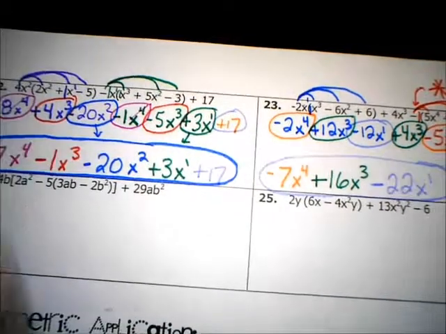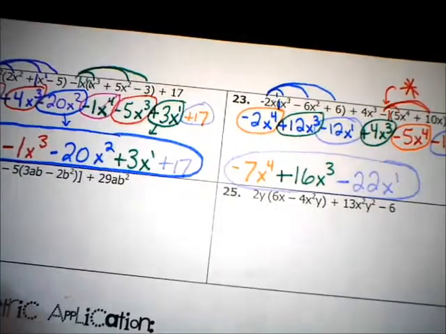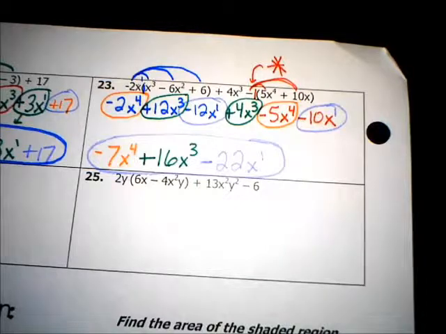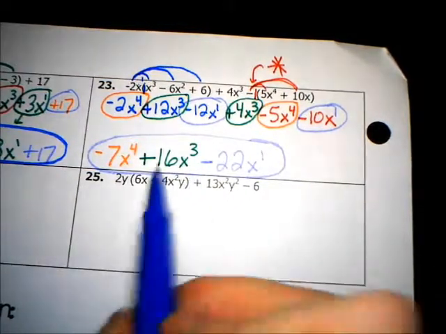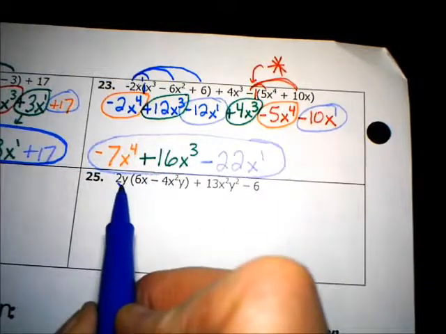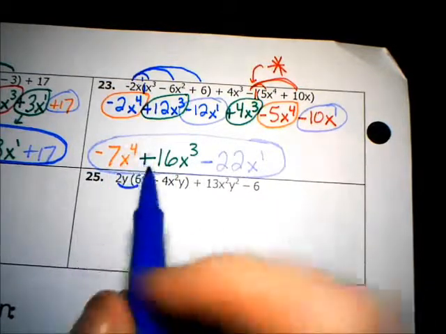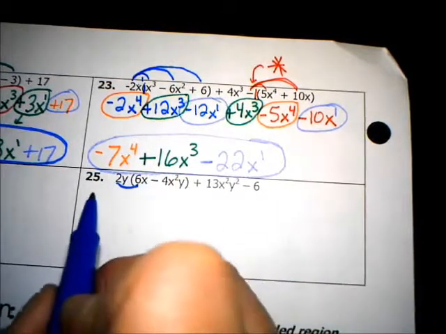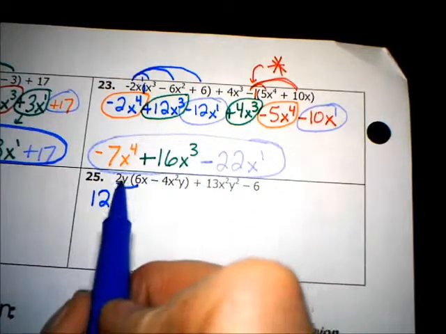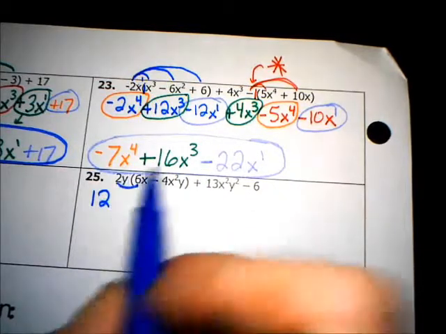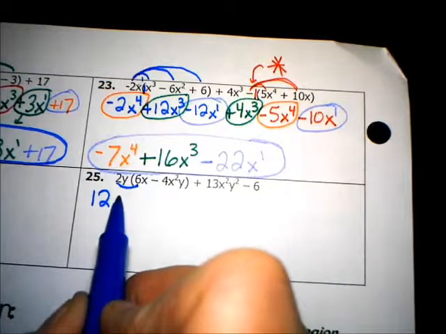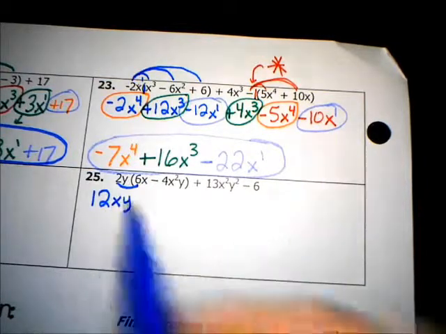Okay, I'm going to do 24 last because that is the deluxe whammy one right there. So let's go to 25. I have, let's see, 2 y's on the outside. So I'm going to multiply that times 6x. So 2 times 6 is 12, and then I have an x and a y. I don't have multiple of those, so I'm going to write x first, and then the y, so I have it in the correct order.